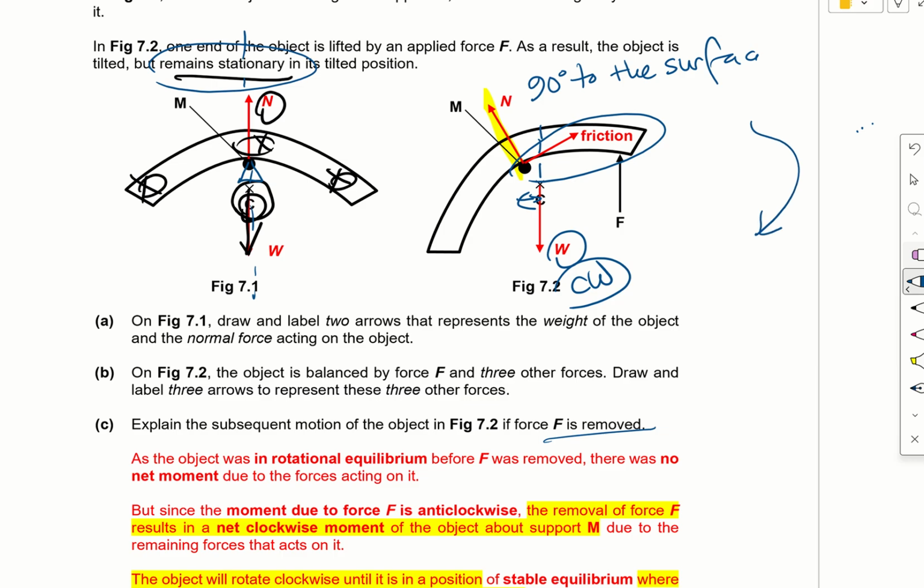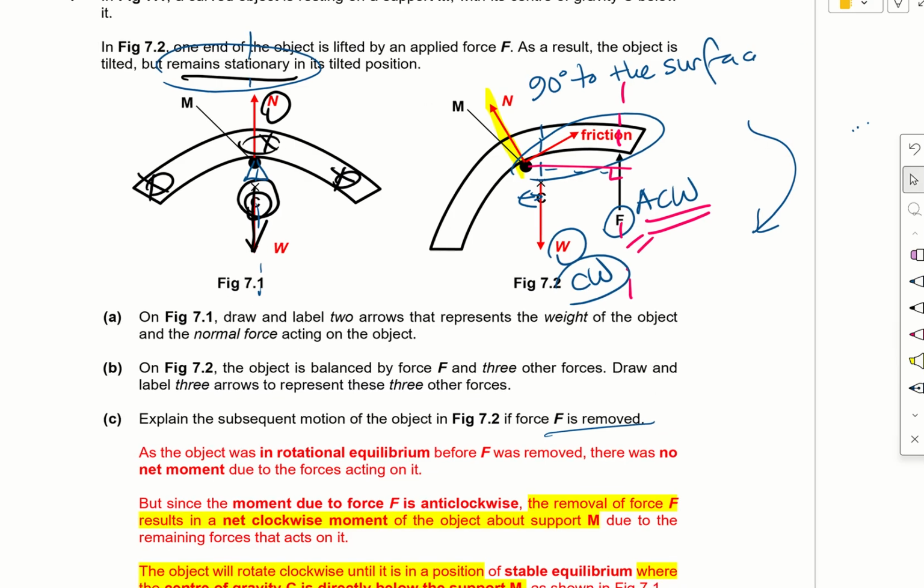Because this force is actually exerting an anti-clockwise moment. So this force F is actually exerting an anti-clockwise moment. Sorry, let me draw the line of action of the force. Okay, so this is the pivot. That means if I apply an upward force on the right hand side, it will create an anti-clockwise moment. So these two actually balance off each other, whereas the friction and the normal force passing through the pivot will have no moments.